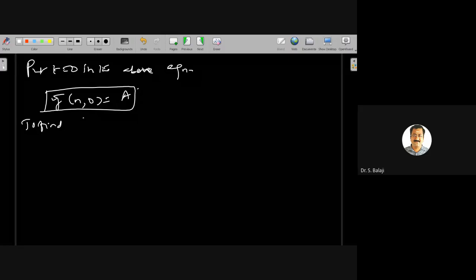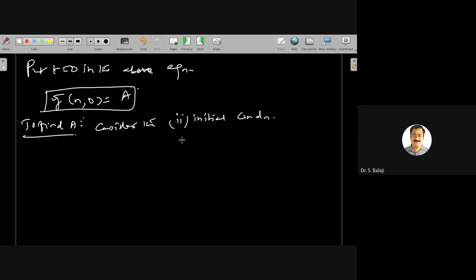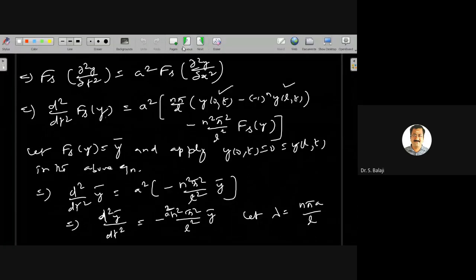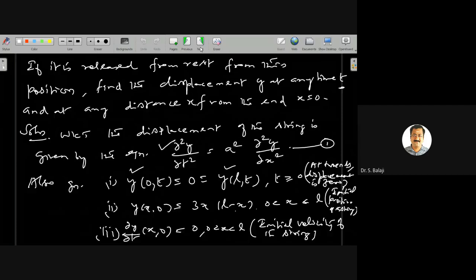To find a, consider the second initial condition, that is y(x, 0). y(x, 0) is equal to 3x(L - x) for 0 less than x less than L. The second initial condition is 3x(L - x), 0 less than x less than L.